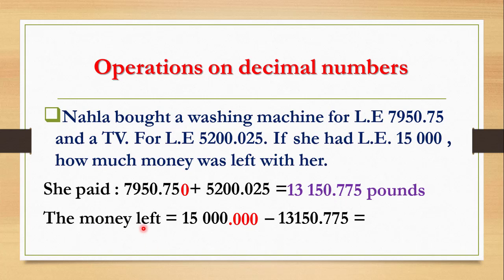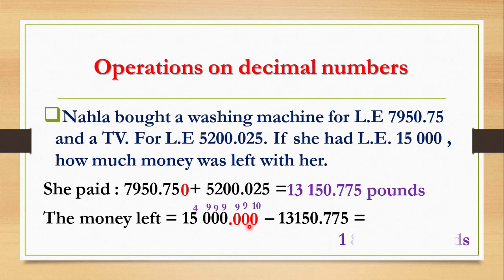We want to calculate the money left. The money left means the money she had minus the money she paid. Here we have 15,000. We don't have decimal places, but here we have 3 decimal places. So I want to add 3 zeros, but before you add 3 zeros, you should add the decimal point. Now let's subtract. 0 minus 5 can't be, so I'll borrow from 5. The first 0 is 10 and the other zeros will be 9 and 5 will be 4.